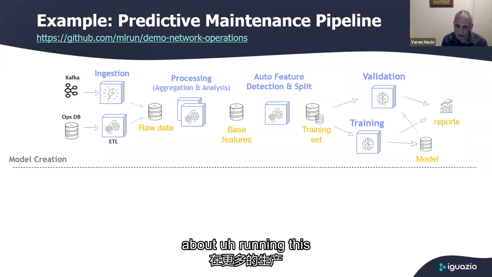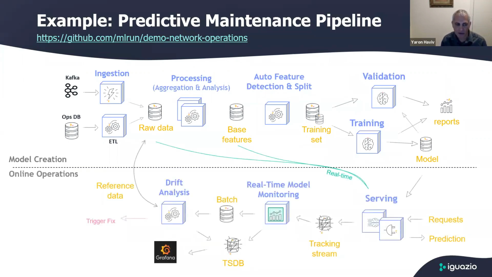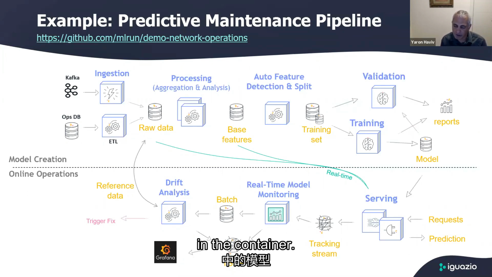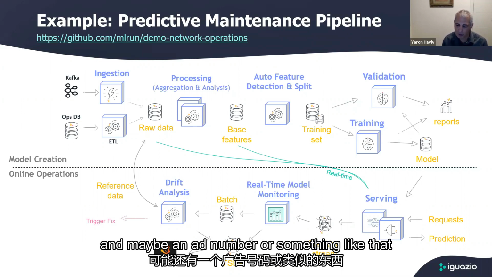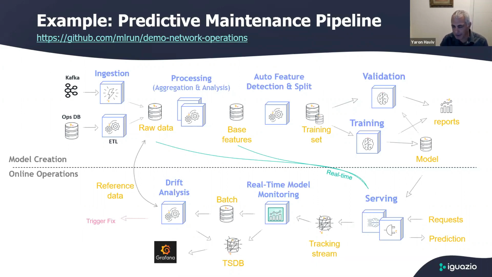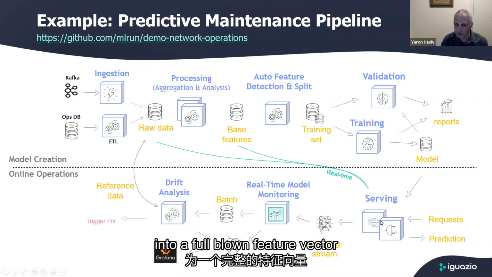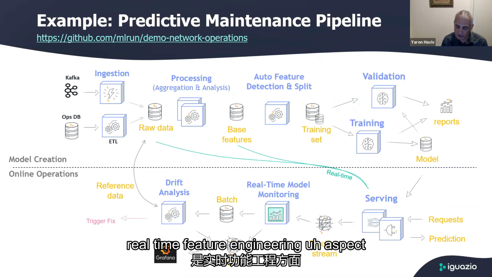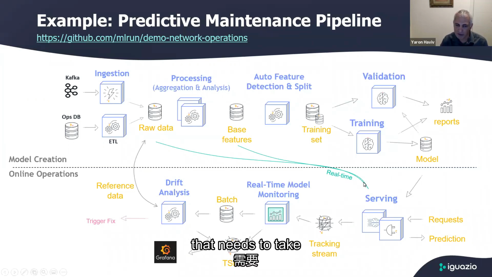What about running this in a more production environment? You have to deploy it in an online system. So you have to take this model and wrap it in a container. It's not just the model in a container. You also have to provide APIs that, for example, if I'm providing you a user ID and maybe an ad number or something like that, you have to enrich that data into a full-blown feature vector similar to the one that you've been using in the training, and only then pass it to the model. So this is the real-time feature engineering aspect that needs to take data from the real data sources.